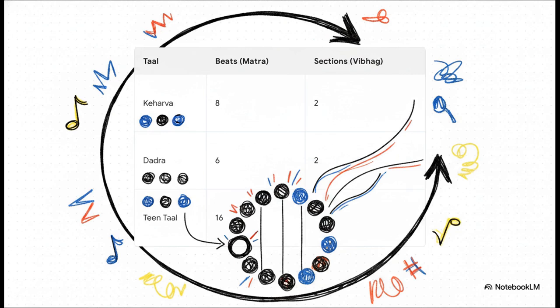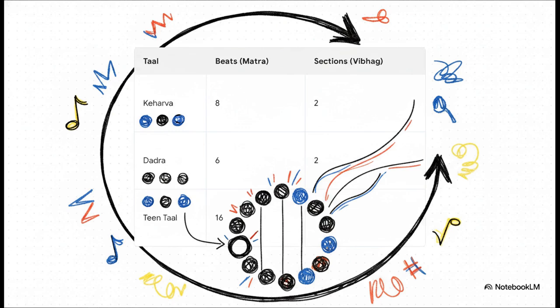It's broken down into matras, which are your individual beats, and vibhags, which are sections of those beats. Take Teen Taal, for instance. It's super popular. It's made up of 16 beats, divided perfectly into 4 sections of 4 beats each. So musicians aren't just jamming randomly. They are navigating this incredibly precise cycle together.